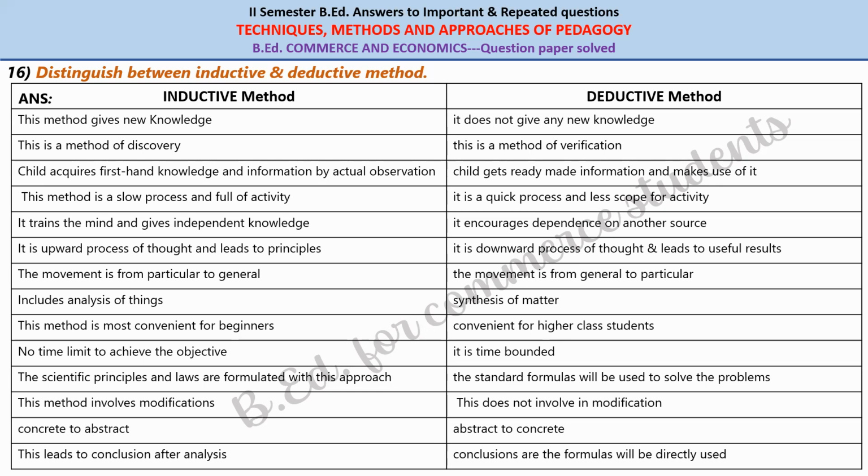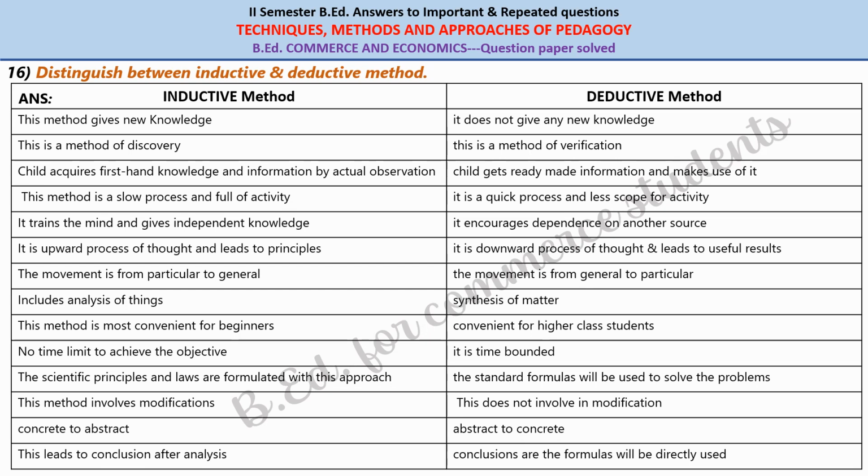In the deductive method, the child gets ready-made information and makes use of it. As I told you, in the inductive method you go and show that the policeman wears this kind of dress, this is a police station. So it's learned that way, by first-hand information, actually observing. But in the deductive method you already have certain information and knowledge, and then you're just making use of it to recognize that so and so person is that. So you're deducing that.